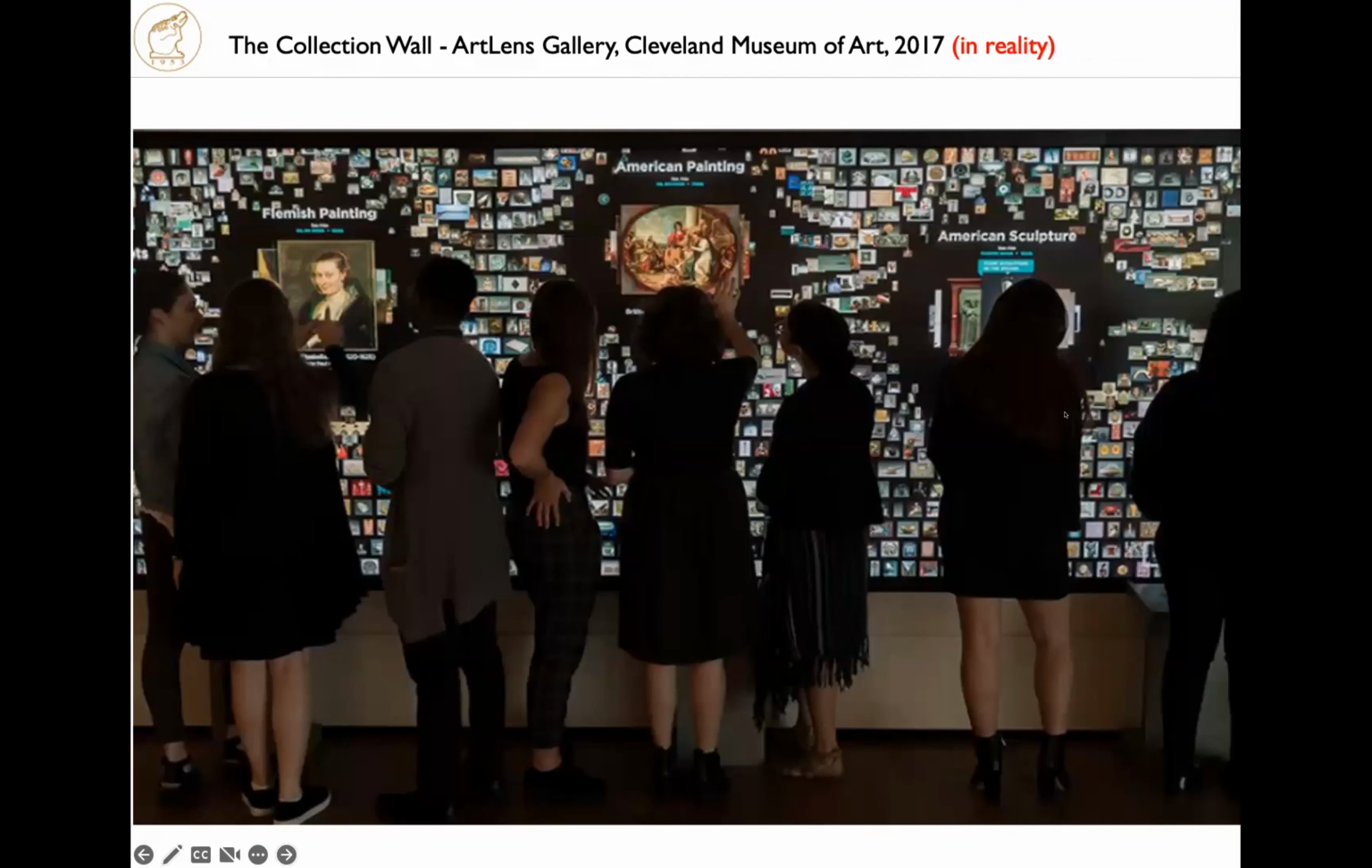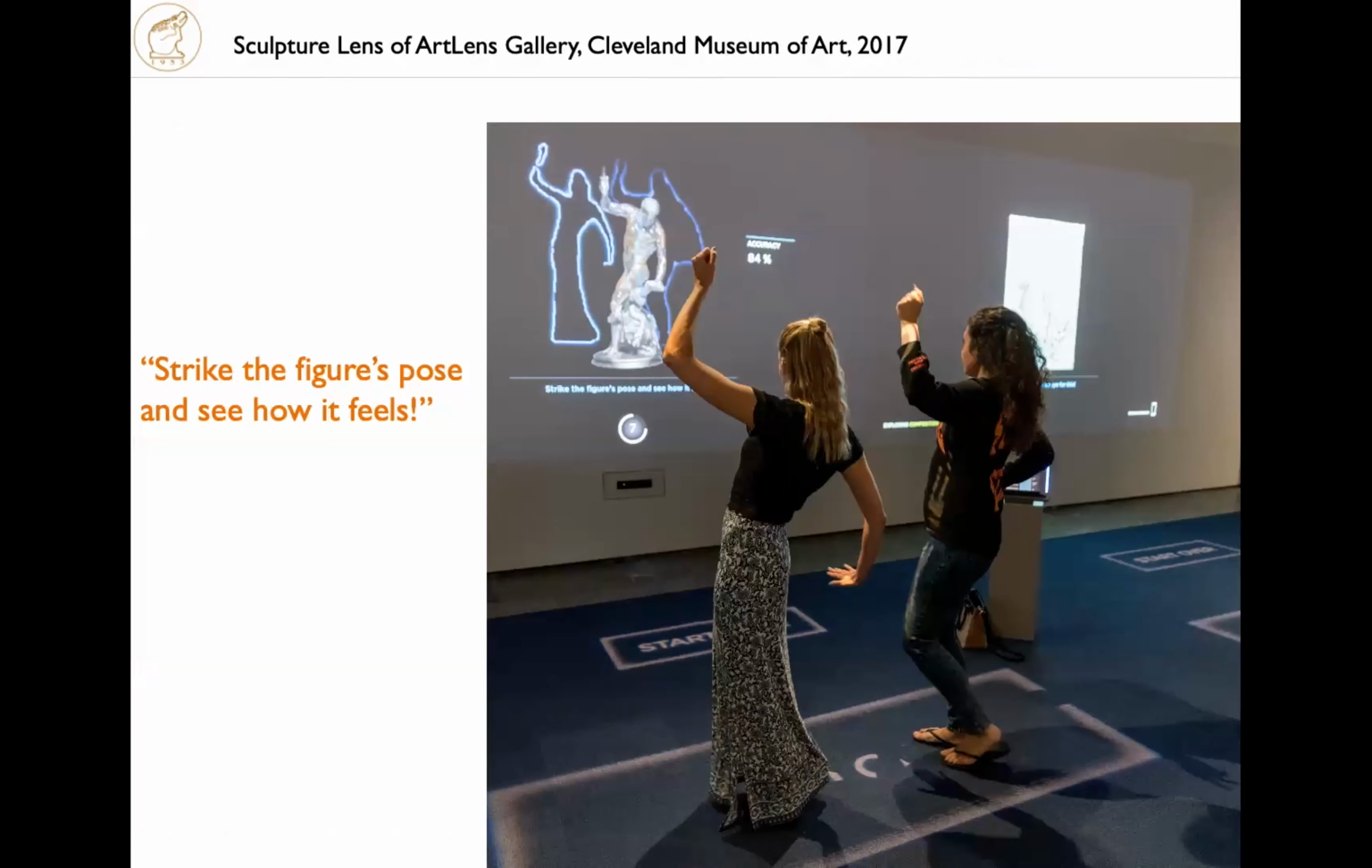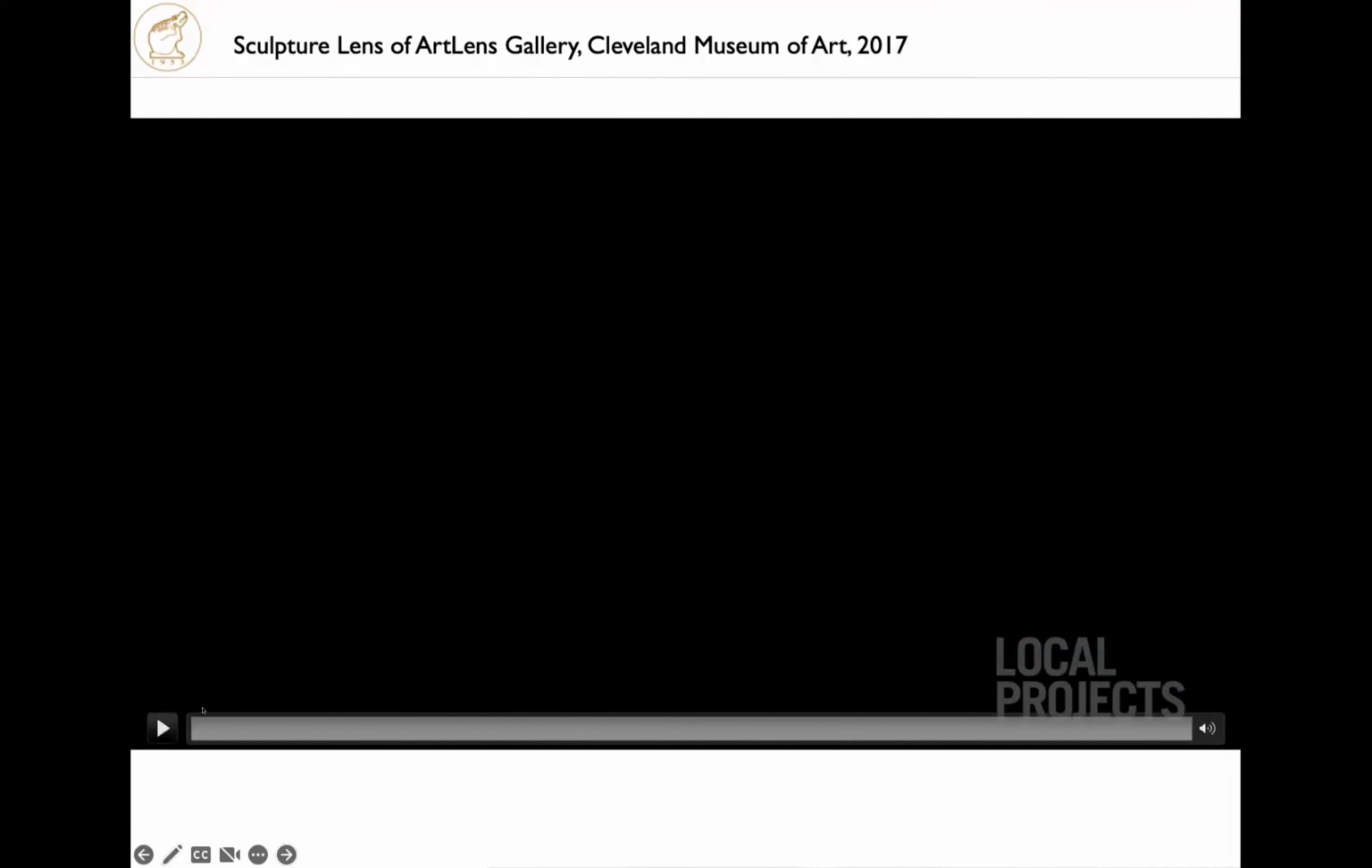So that's the reality. We are far away from this luxury search function. You see, there are a lot of people who are doing the same. Let's have another example, also from Cleveland: strike the figure's pose and see how it feels. Let's have a look at this.